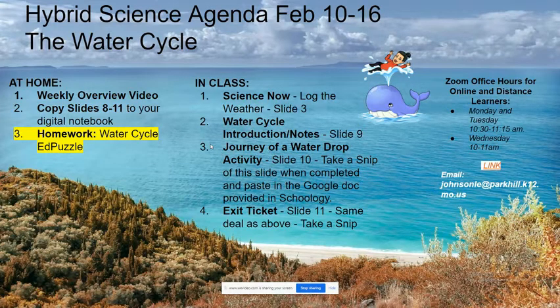Now, for hybrid learners, that means that you're going to have some stuff that you're going to be doing at home, and then there's going to be some stuff that we're going to plan to do in class. Of course, if you are quarantined or if we are distance learning due to weather, then we're going to be completing all of this at home for this week. So it's going to just kind of depend.